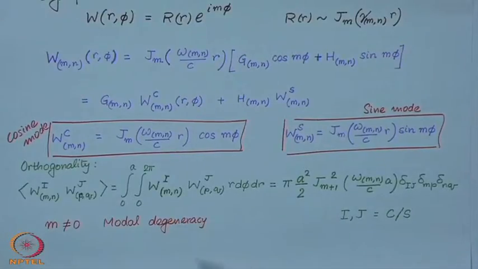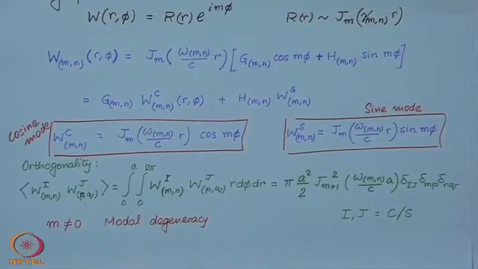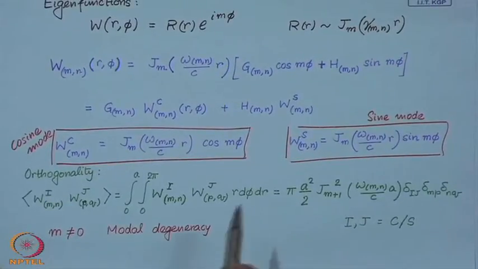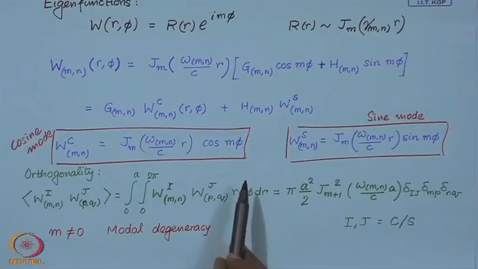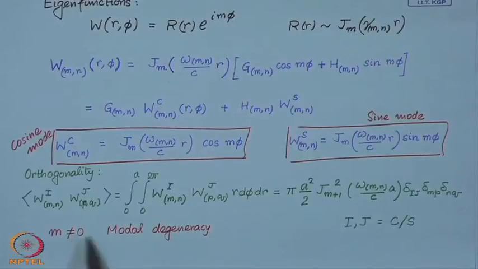So, for m not equal to 0, you have modal degeneracy, which we have discussed in our previous lecture. So, in the case of a circular membrane, all unsymmetric modes, that is m not equal to 0, are modally degenerate.